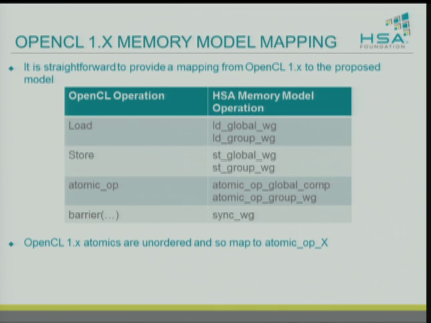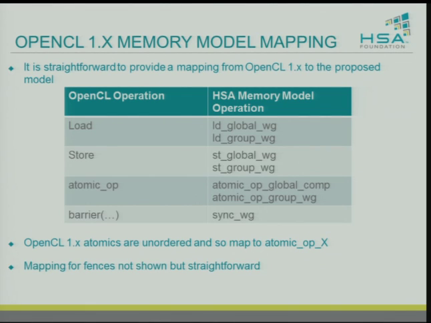And as I say, the atomics are unordered in OpenCL, and so they just simply map to the unordered atomics in HSA. So here there's no acquire or release added to the atomic operations to provide an ordering. And I haven't shown fences here, but they'll be straightforward to map.